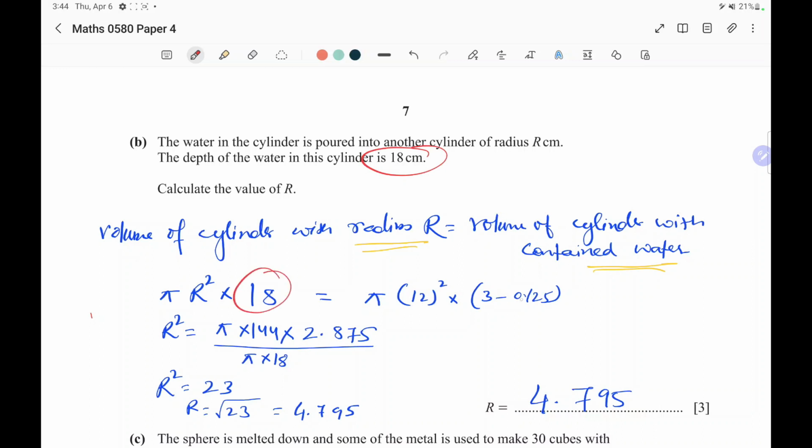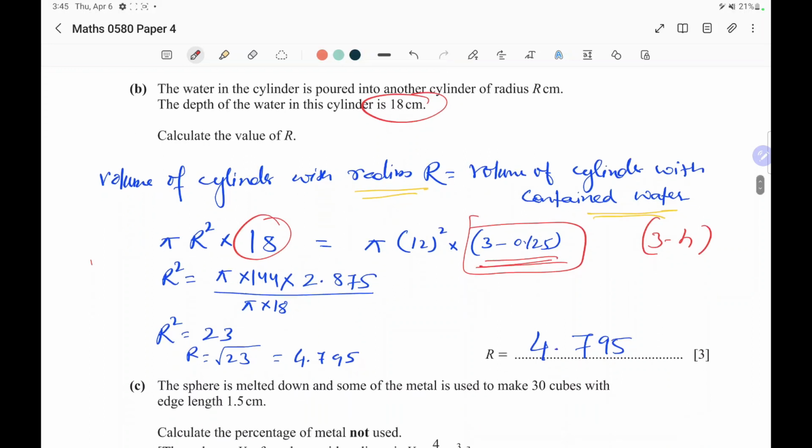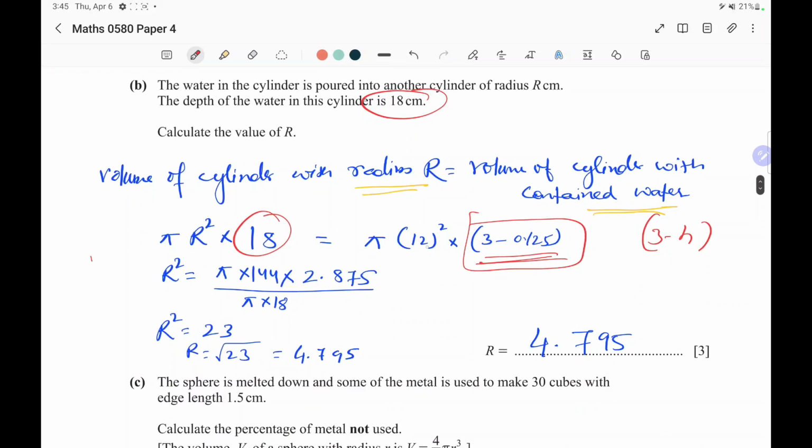And pi r squared h, I believe you understood. H means height, but this time it is 3 minus h, right? So h was 0.125. Now here I got pi and 12 squared is 144, and here is 2.875. And then take pi and 18 in denominator. Just use calculator, you will get 23. R squared is 23. R is root 23 or 4.795.